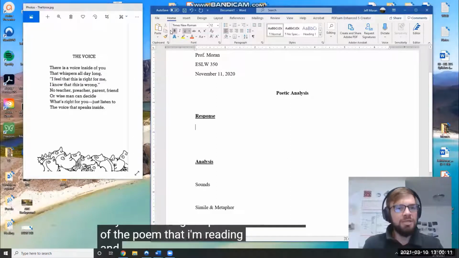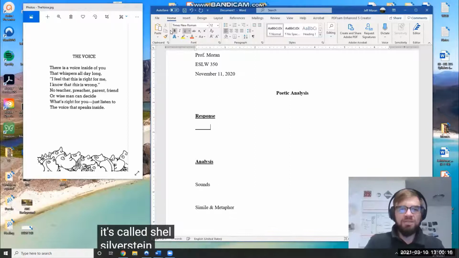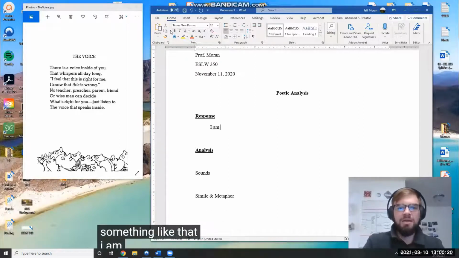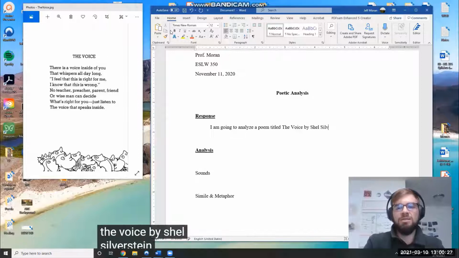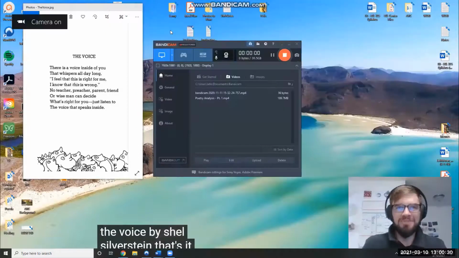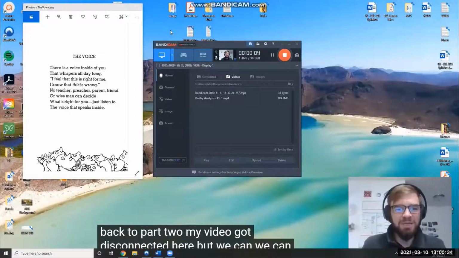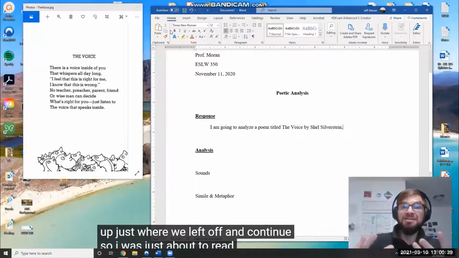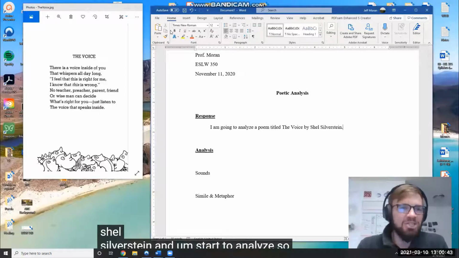So the name of the poem that I'm reading and going to analyze is called The Voice, and the author's name is not here, but it's Shel Silverstein. So I could start by saying something like, I am going to analyze a poem titled The Voice by Shel Silverstein. That's it. All right, welcome back to part 2. My video got disconnected here, but we can pick up just where we left off and continue. So I was just about to read The Voice by Shel Silverstein and start to analyze.